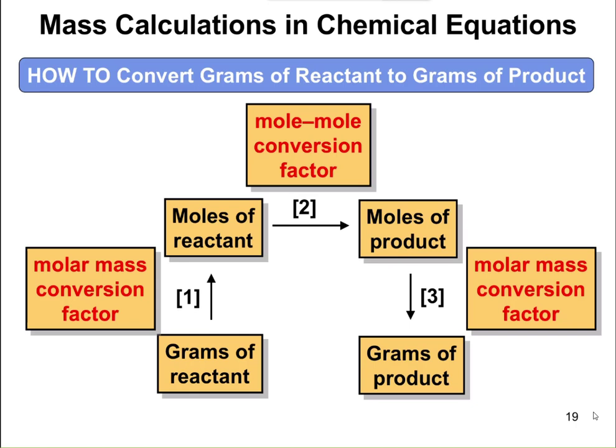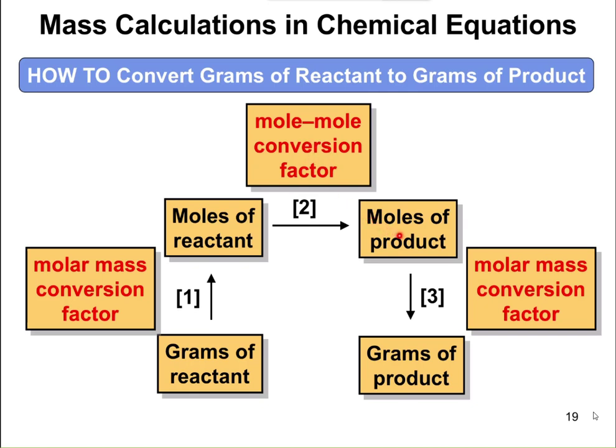So 2 slides ago, we did grams of reactant to moles of reactant. That was in that aspirin example, when we had 100 grams of aspirin and calculated how many moles of aspirin it was. The problem we just did converted moles of one thing to moles of another thing, moles of reactant to moles of product. And that's how we use a mole-to-mole conversion factor.